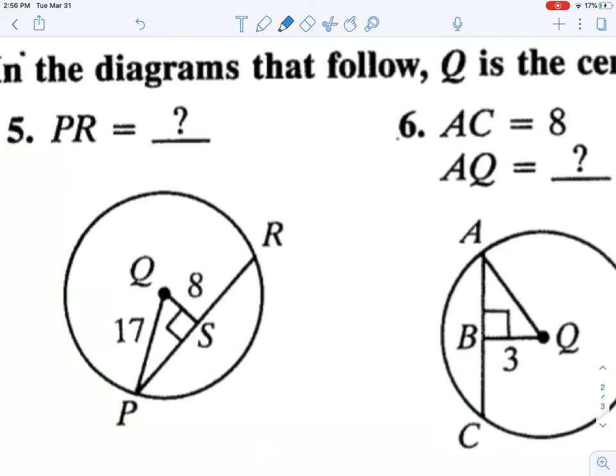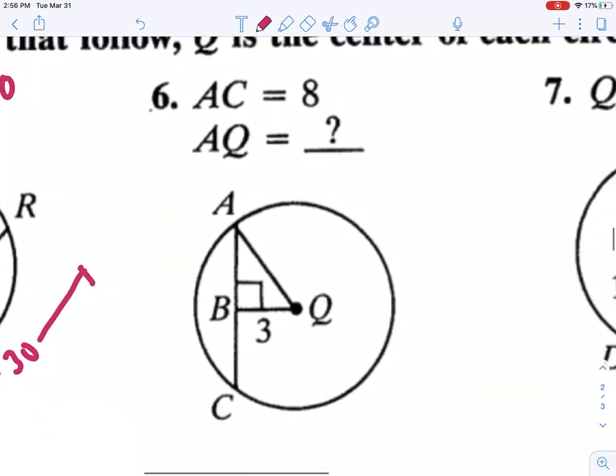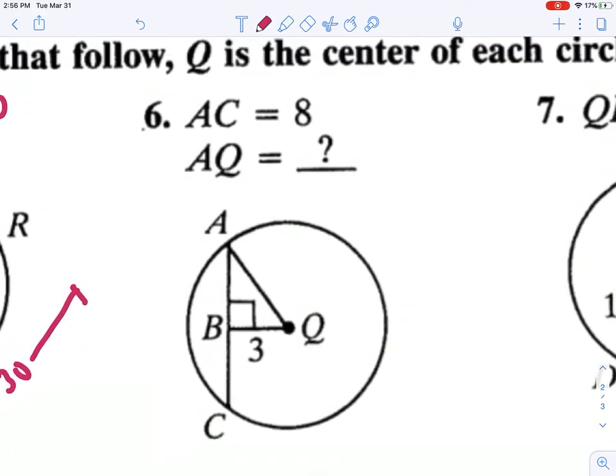All right, how long is PR? Well, this is perpendicular. If the diameter is perpendicular to the chord, then it bisects the chord. So that means that PS is congruent to SR. And I recognize right there, 8, 15, 17, my Pythagorean triple. So PR is 30. Love those Pythagorean triples.